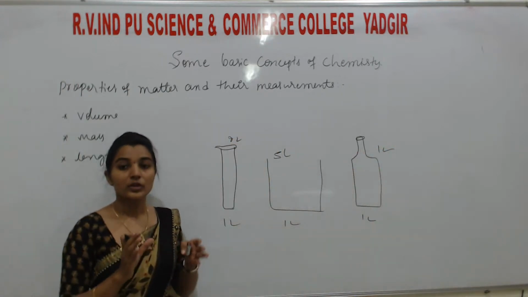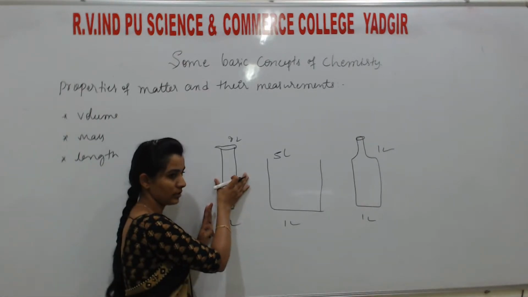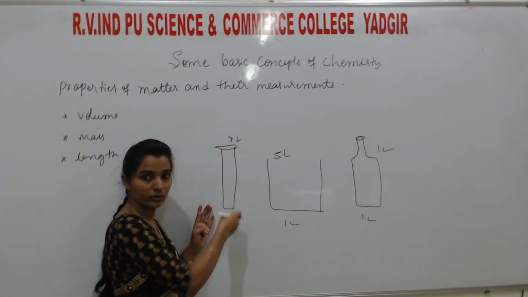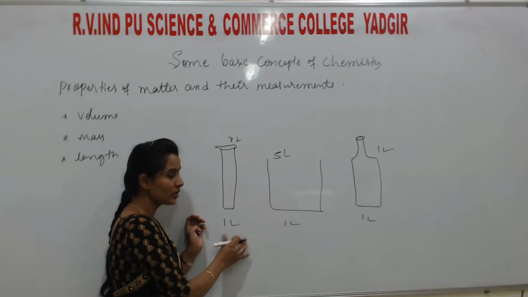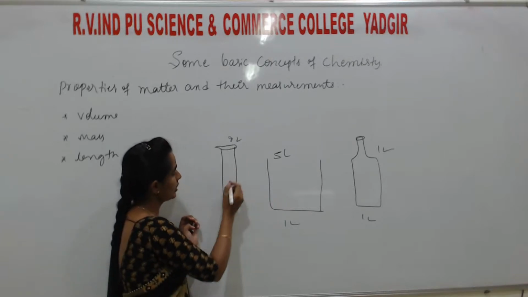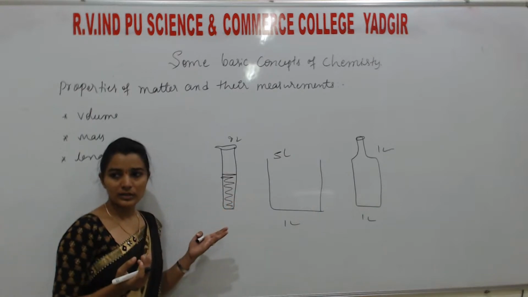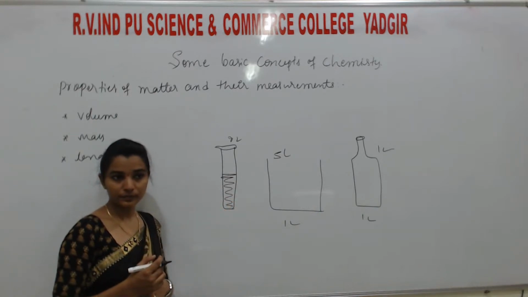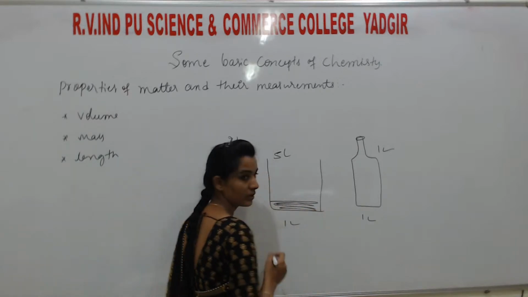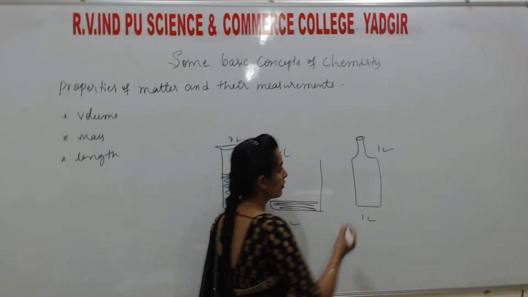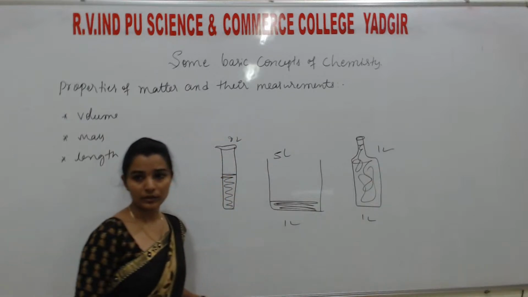So students, if you take 1 liter of the water and transfer it to this measuring jar, it is 2 liter, meaning it fills half of this. So from this you can easily say, of course it is 1 liter. If it is 5 liter, it will be near like this. So this is 1 liter. From here it completely fills. That means this is also 1 liter.